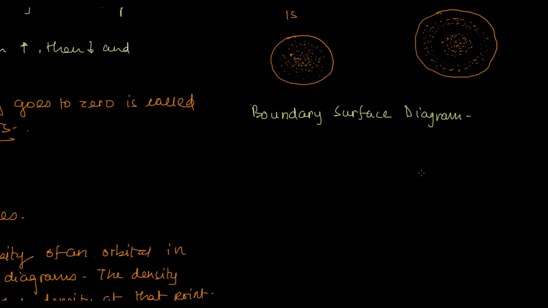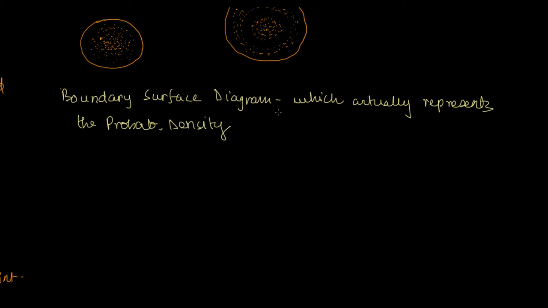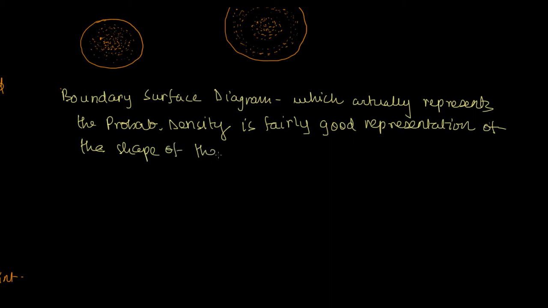Now, boundary surface diagrams, which actually represent what the probability density represents, is a fairly good representation of the shape of the orbital as well. It also represents the shape of the orbital.